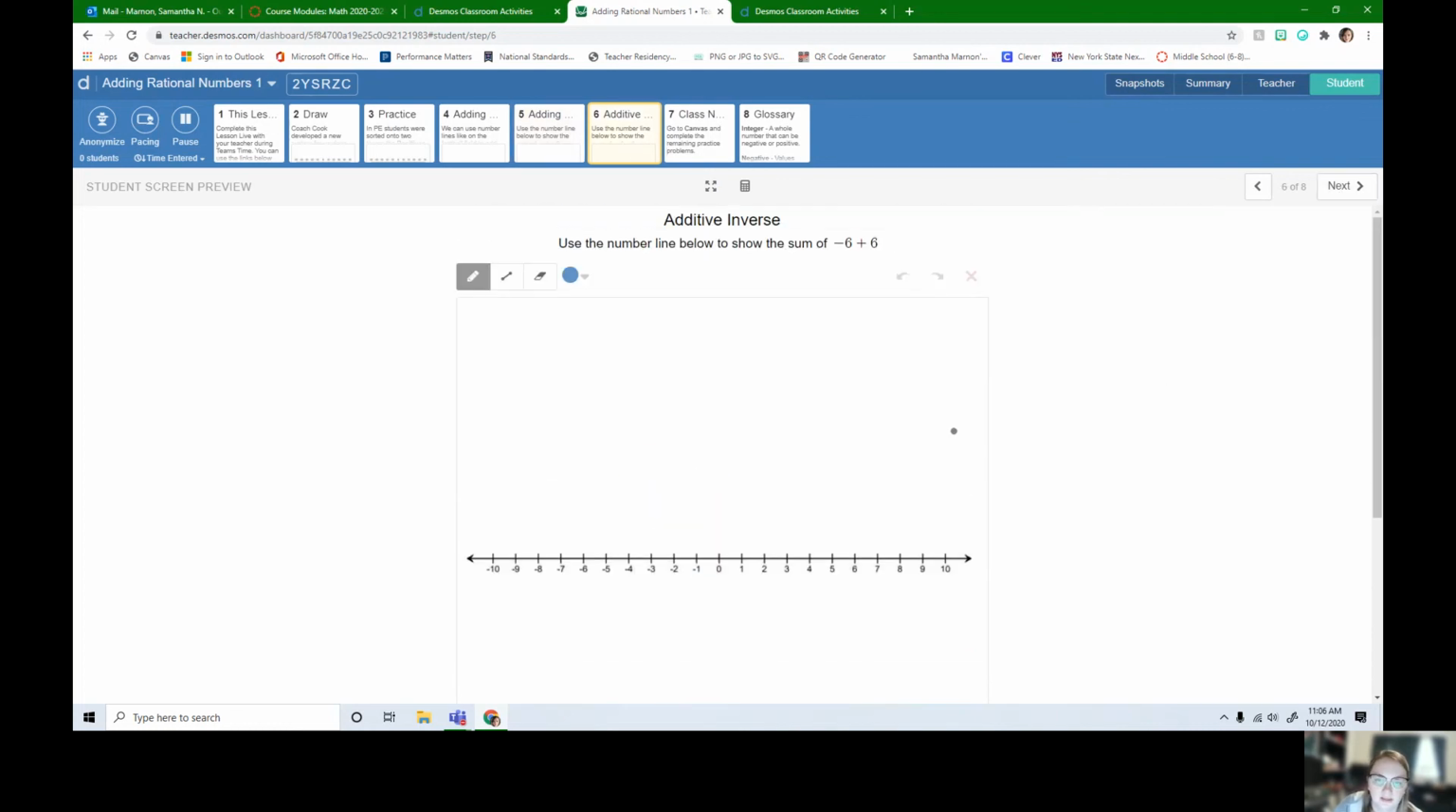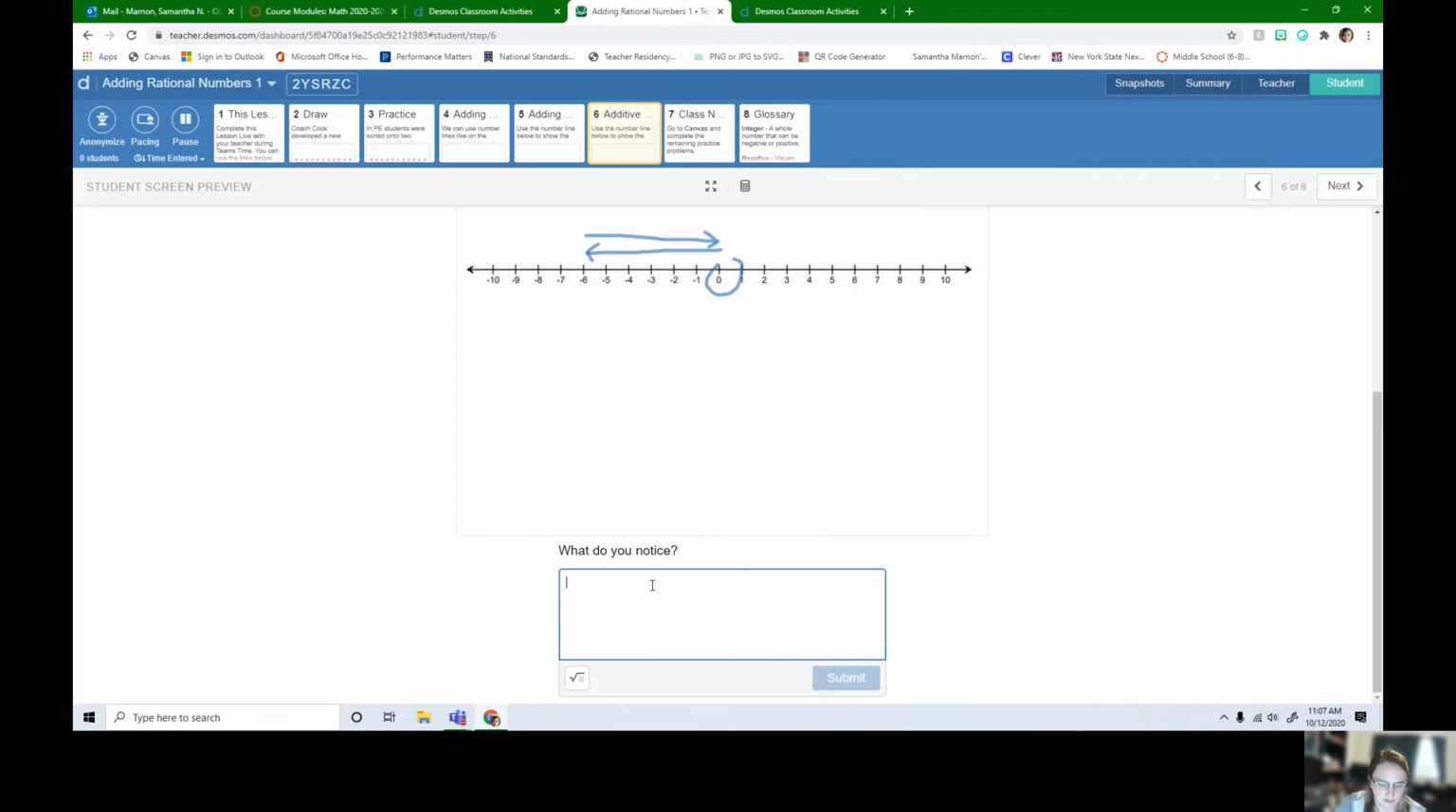Next, go to slide 6. Show the sum of -6 plus 6. Start at 0. -6 means left 6. So 1, 2, 3, 4, 5, 6. And then plus 6 means right 6. 1, 2, 3, 4, 5, 6. So what do you notice? We ended up back at 0, or anything else you noticed you can put there.